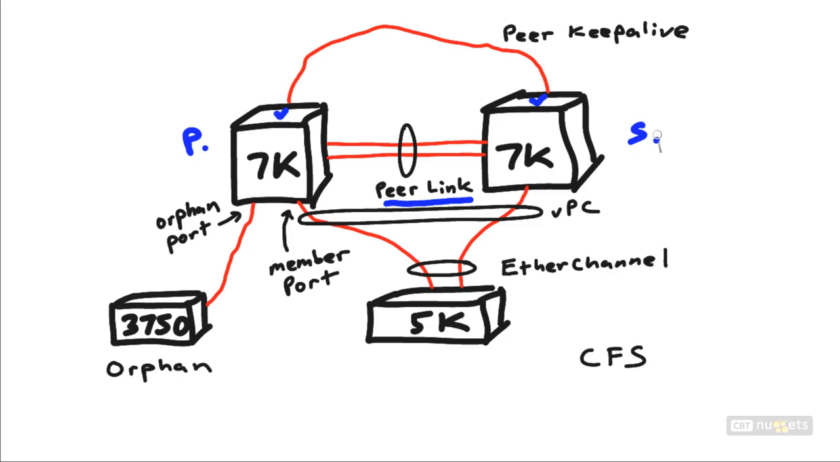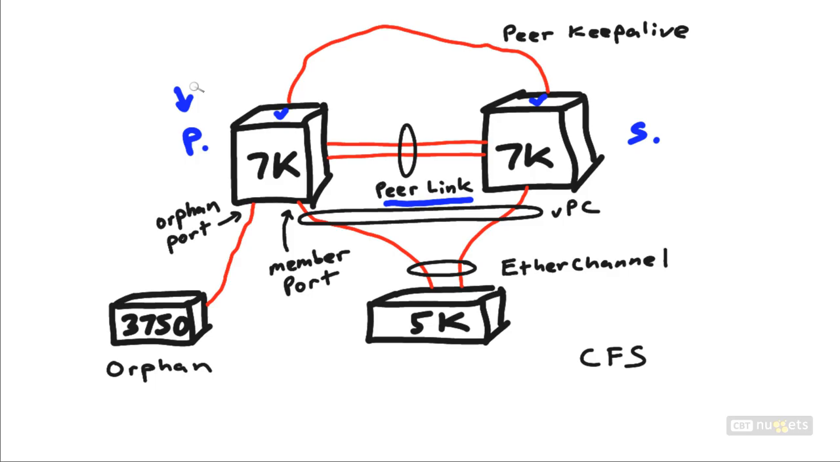One of the things you can do, as you might guess, is you can influence which of the devices will be the primary virtual port channel peer and which will be the secondary. The peer link is also going to be key for synchronizing our MAC address tables between these peers and synchronizing IGMP entries for the purposes of IGMP snooping.